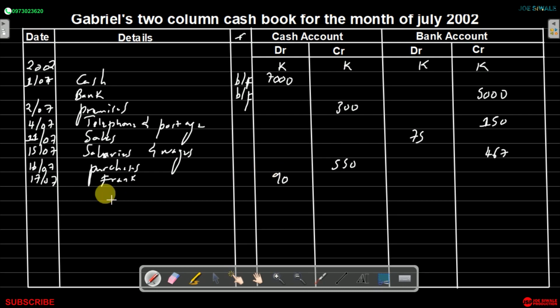So we'll say 21st of July. So since this is a contra entry, we're going to start by writing the account that's going to be debited. So we're going to say bank stroke, and we're going to end with the account that is being credited, which is cash. So for the cash there, we're going to credit that amount, which is 250, and we're going to debit the same amount to the bank account, 250.